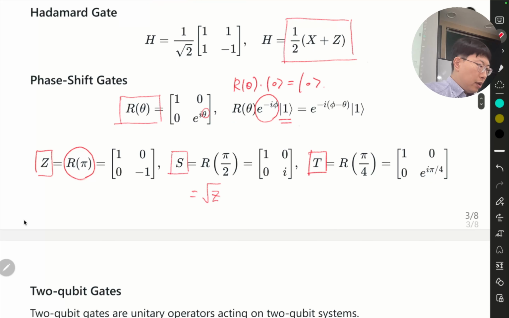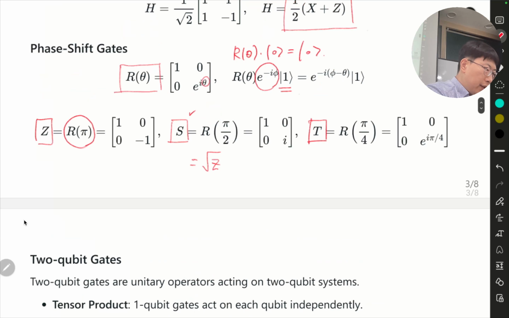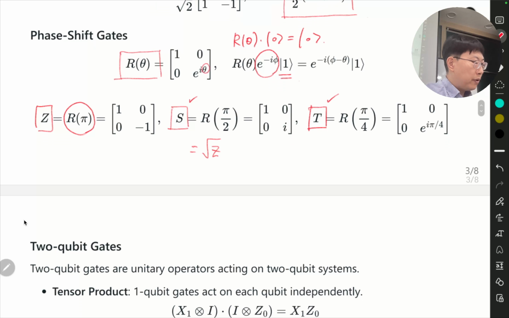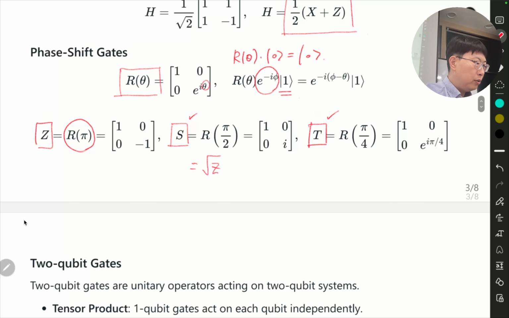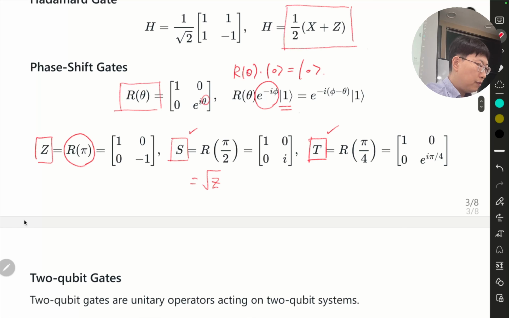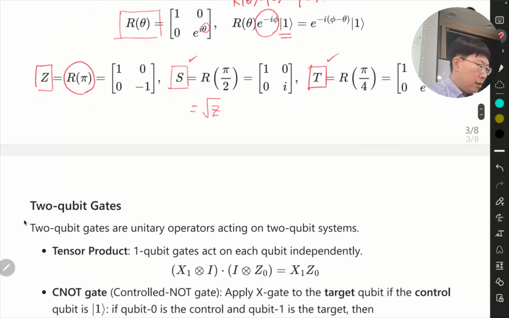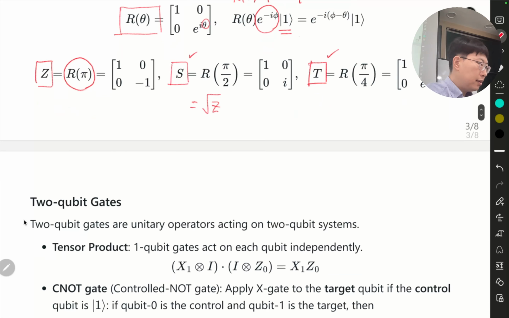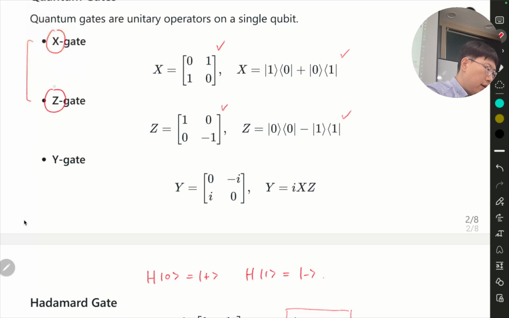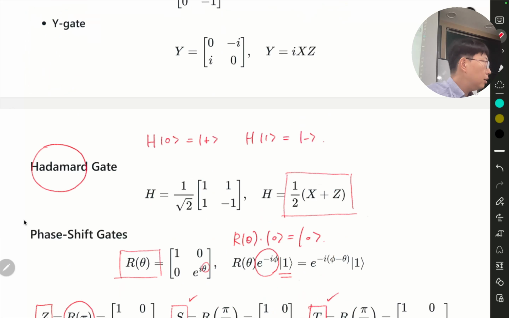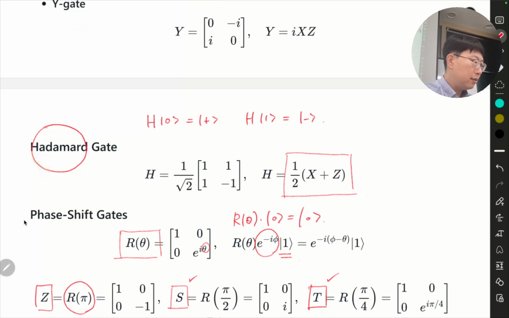All right, so we're going to talk about S and T more often when we deal with Shor's algorithm later, or Grover's algorithm. But right now we're not going to use S and T. We're only going to concentrate on 3 gates: the X gate, the Z gate, and the Hadamard gate. These 3 gates are the basic gates.